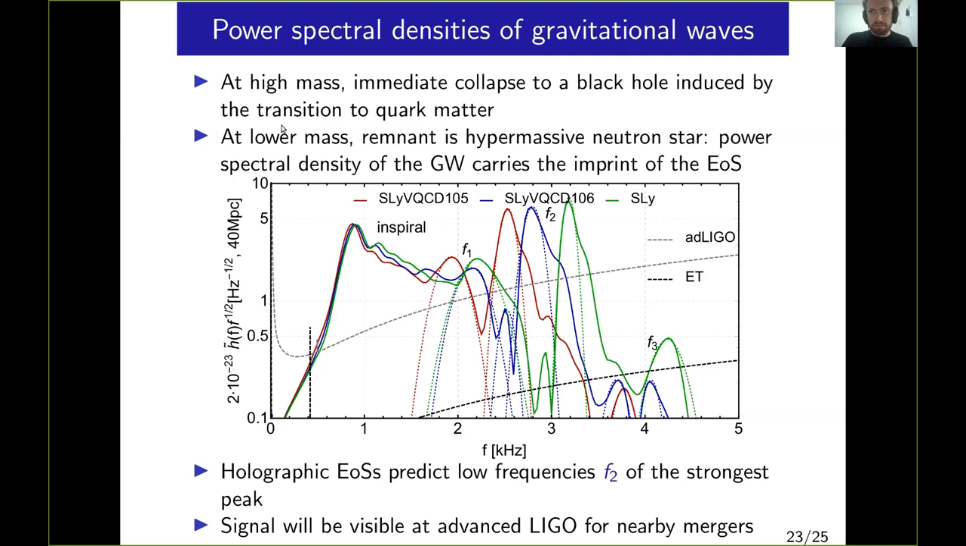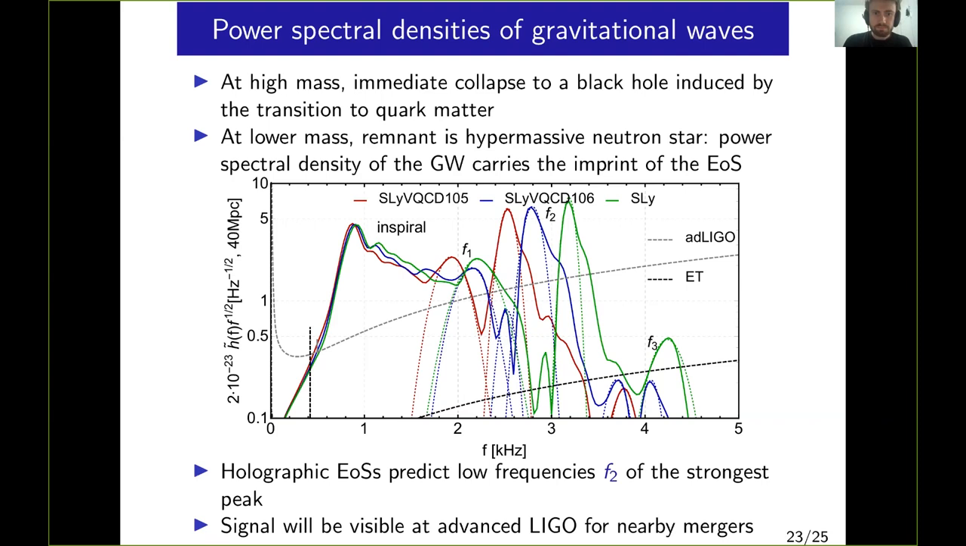But at lower mass, the remnant is a hypermassive neutron star. And in this case, you get an interesting power spectral density of the produced gravitational wave, which carries the imprint of the equation of state. Here I'm showing the strength of the gravitational wave signal as a function of the frequency for three different simulations of neutron stars with mass 1.3 times the solar mass. The green curve is the pure SLy equation of state, and the red and blue curves are two different equations of state from the holographic model.